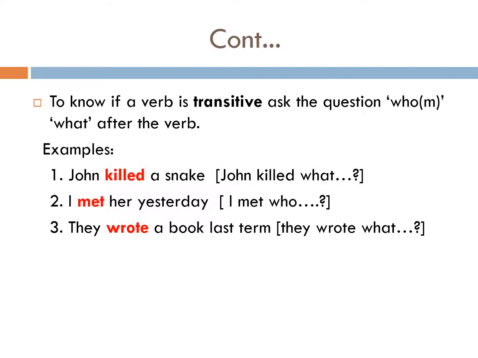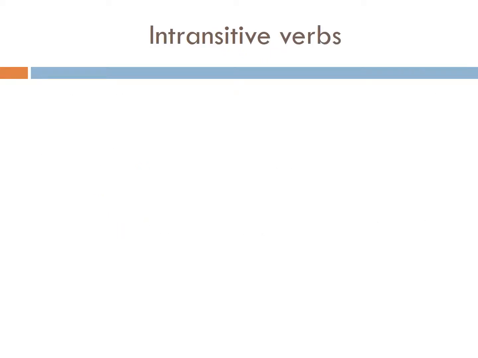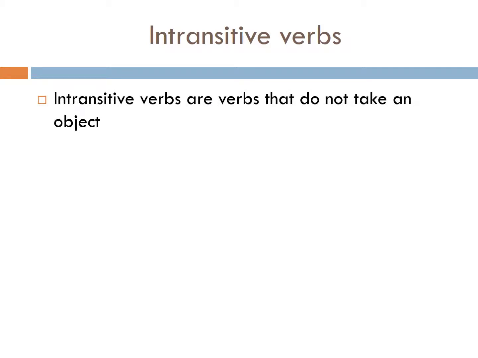They wrote a book last term. Then you ask, they wrote what? A book. Therefore wrote is a transitive verb. Now, about intransitive verbs, what are they? Intransitive verbs, unlike the transitive verbs, are verbs that do not take an object.